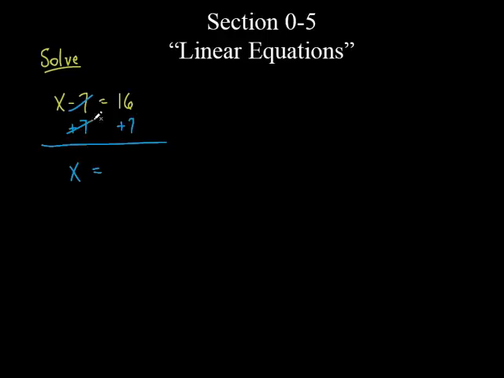So I added a 7 to the left, and I'm also going to add a 7 to the right. So 16 plus 7 is 23, and I'm done. That's it. I solve for x. I have x by itself. That's what x is equal to. If I wanted to, I could plug it back into the original equation. Put in 23 for x. 23 minus 7 is 16.